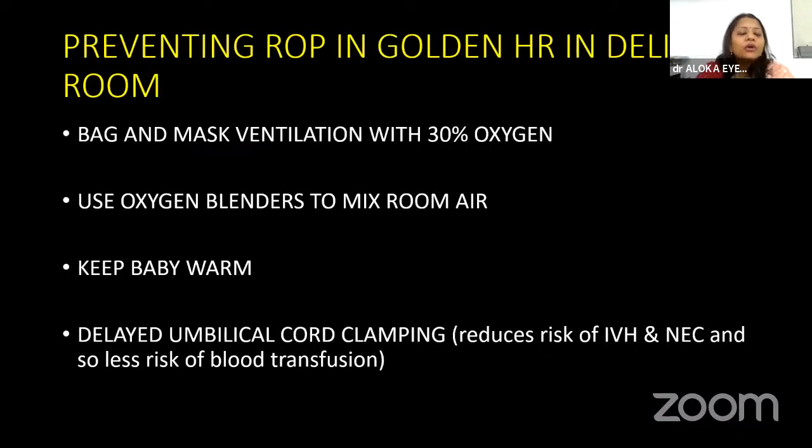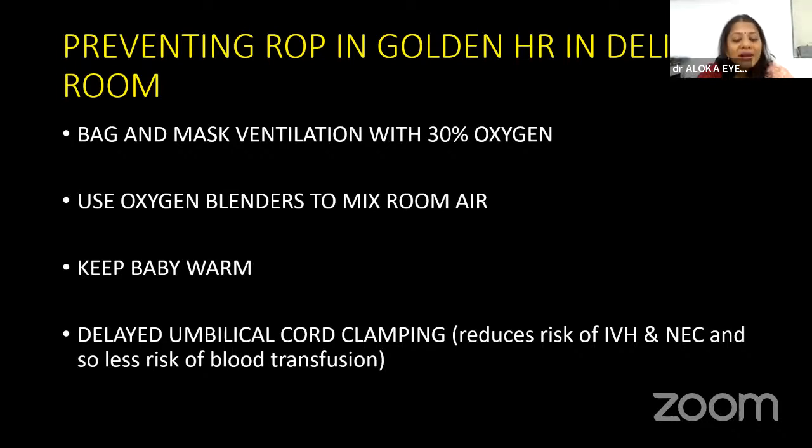Preventing ROP in the golden hour. Now, there is this concept that in the delivery room itself, we can do a few things which can prevent ROP. We can use bag mask ventilation with 30% oxygen. We can use, like I said, oxygen blenders to mix room air so that the concentration of oxygen going to these babies is down. We can keep these babies warm, and it has been known as a fact that keeping the temperatures of these babies warm actually helps with the retinal development too.